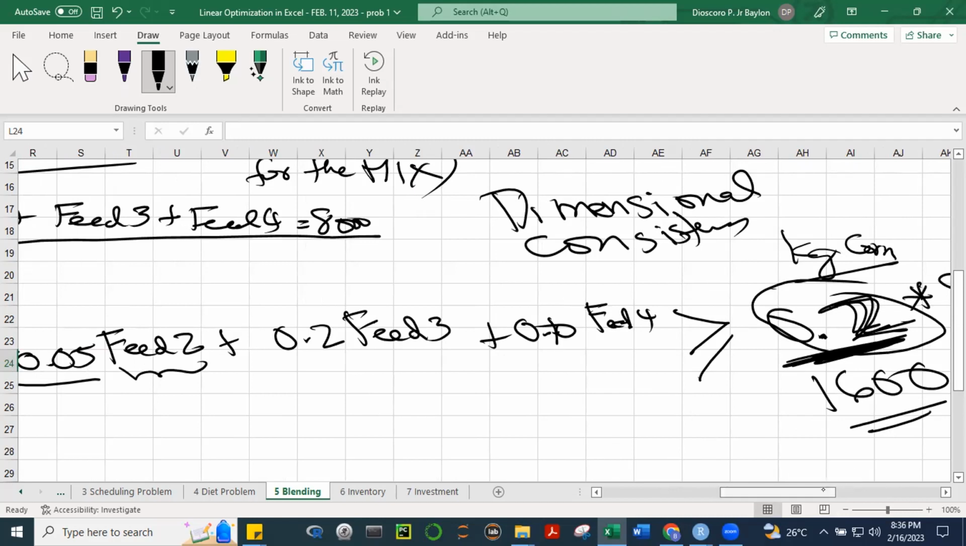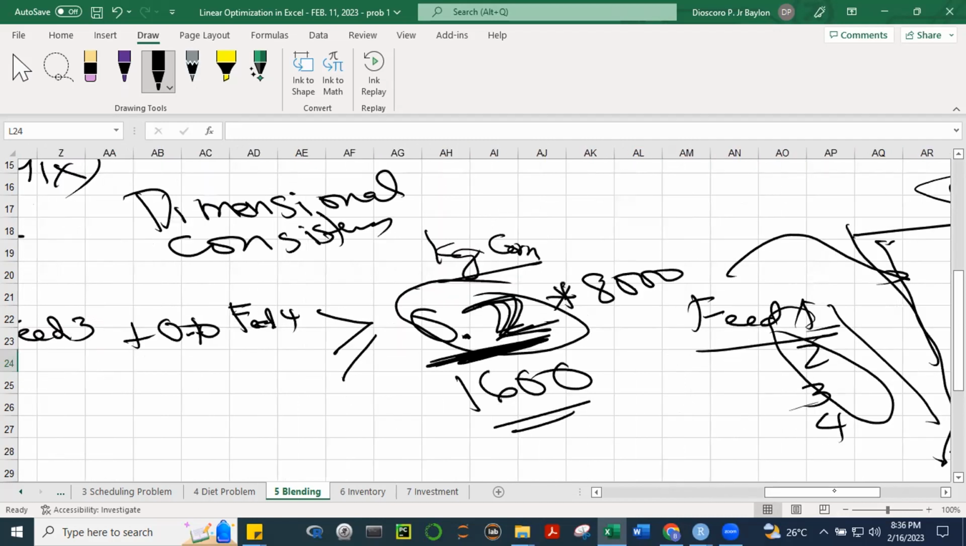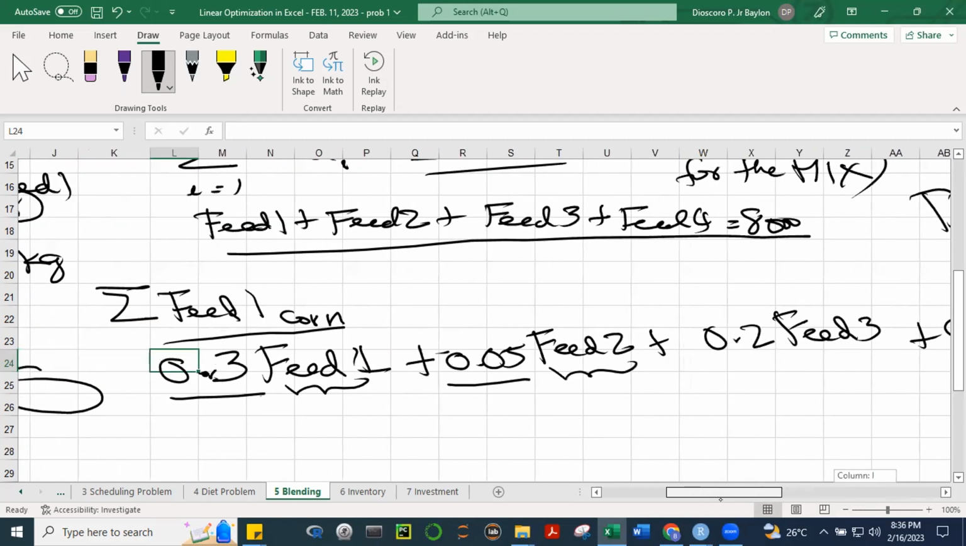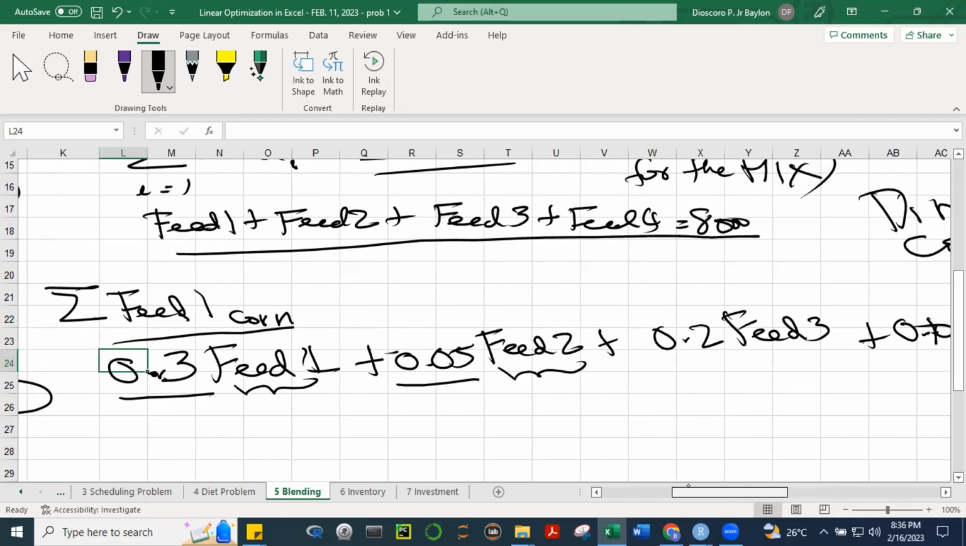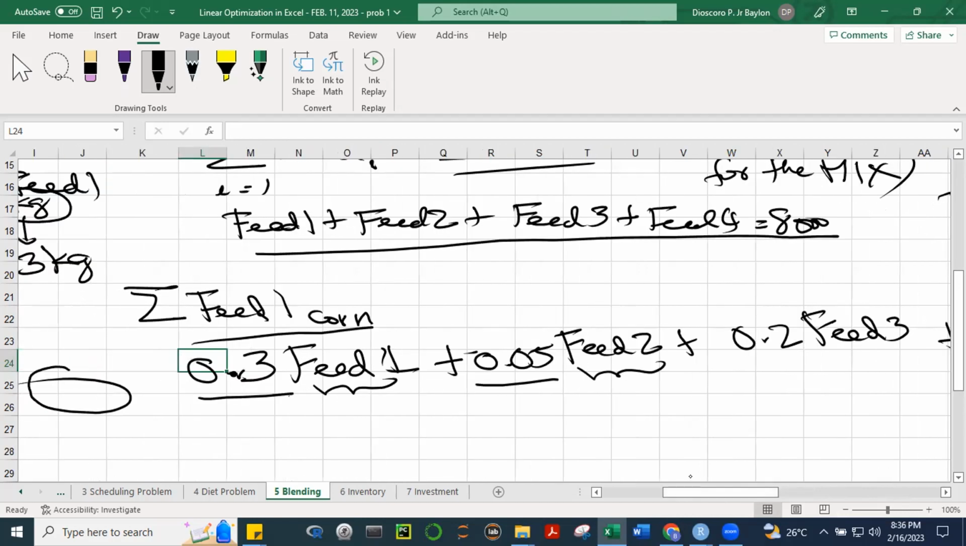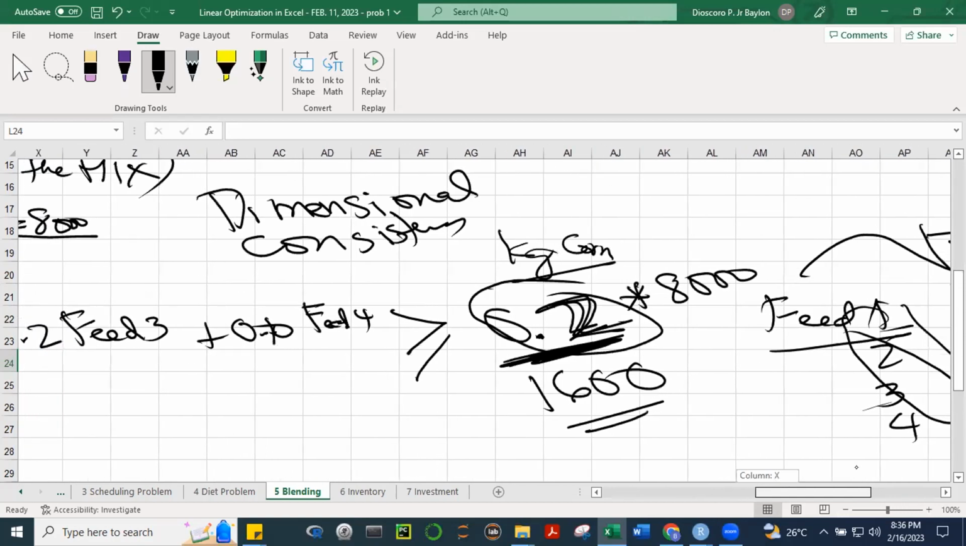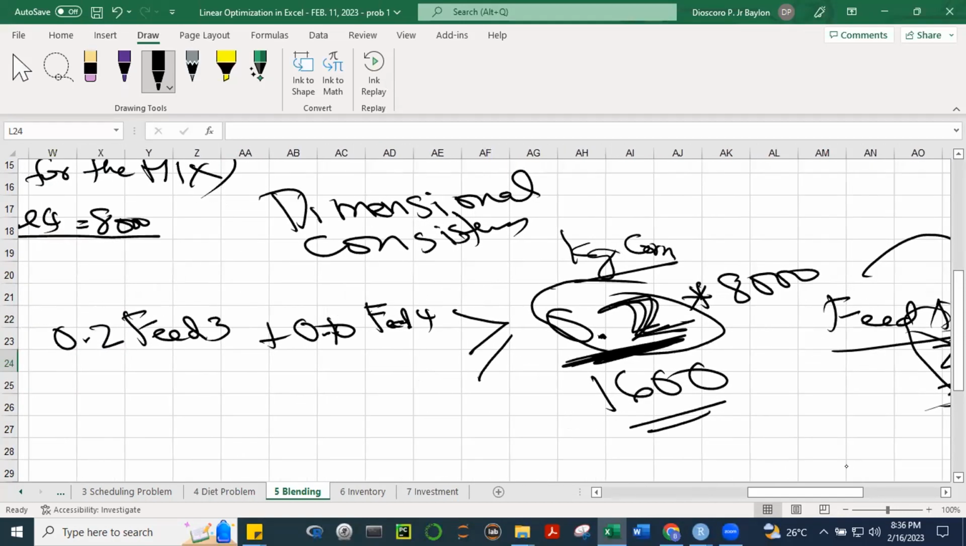Okay, so I just wanted to underscore that when you're crafting or setting up your constraints, make sure that the left-hand side of your constraint and the right-hand side are dimensionally equivalent or consistent. If the left-hand side is in kilograms, then the right-hand side should be in kilograms. Hindi siya pwedeng proportion na 0.2. Okay? All right. So I think you got the idea here.